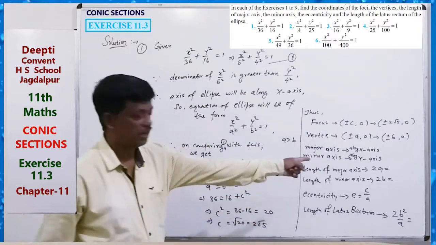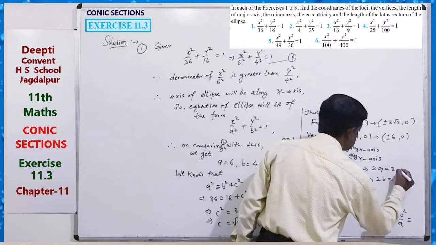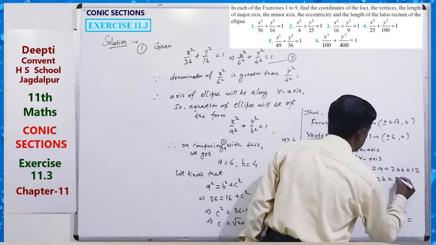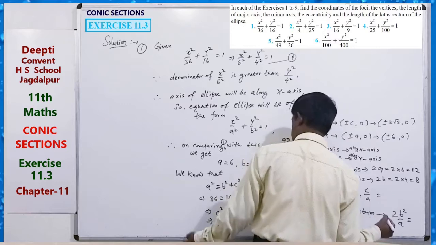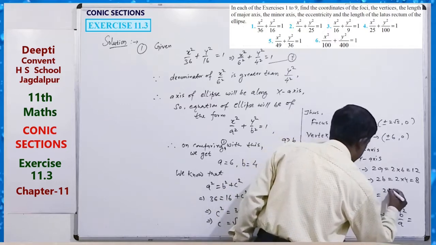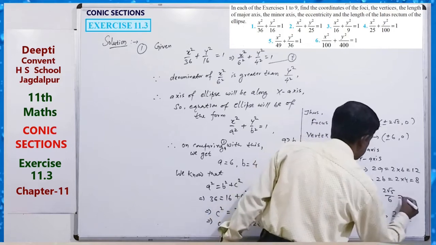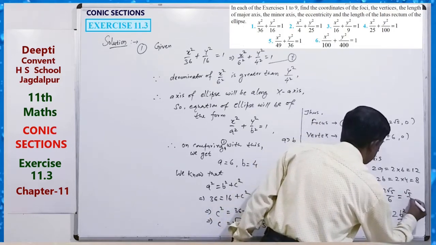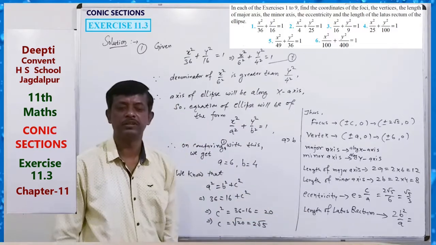And 2a, length of major axis 2a, a equal to 6. 2 into 6 equals to 12. 2 into 4 equals to 8. And c equals to what? 2 root 5. 2 root 5 upon 6. a equals to 6. So root 5 by 3.